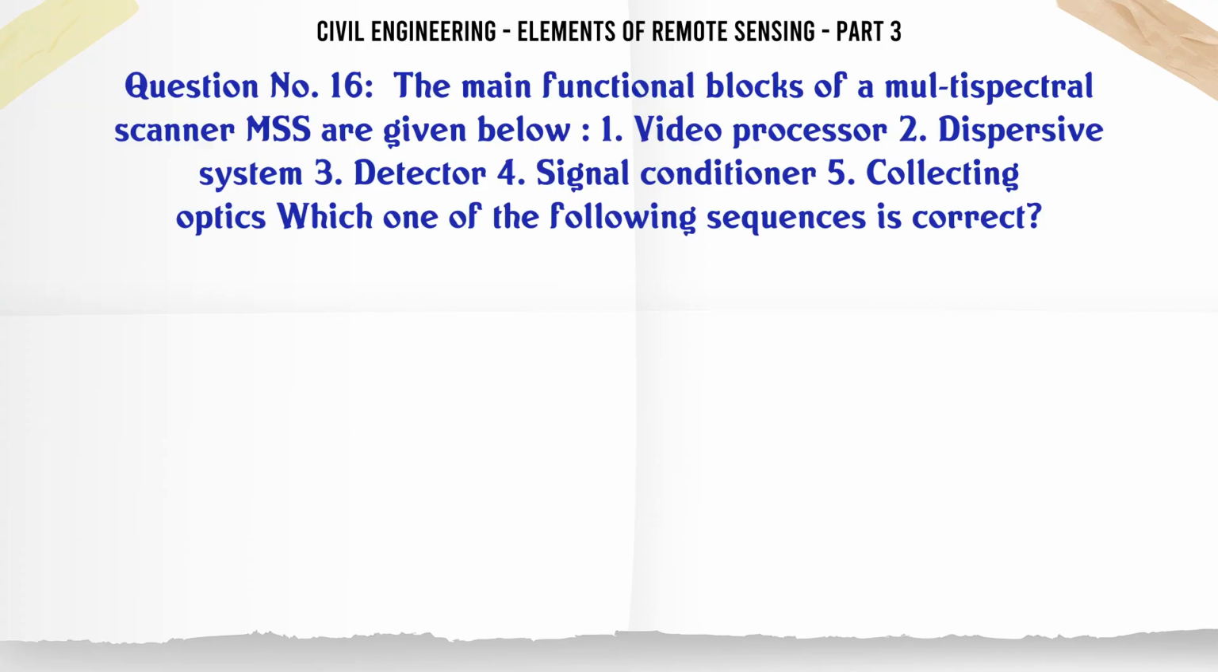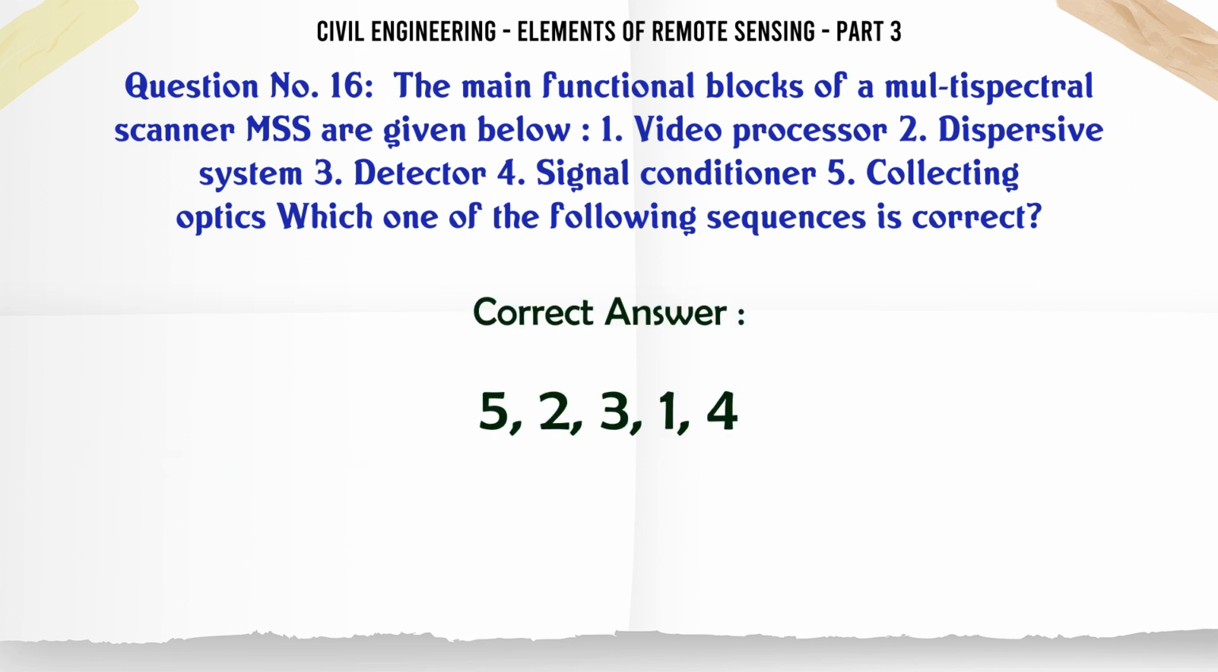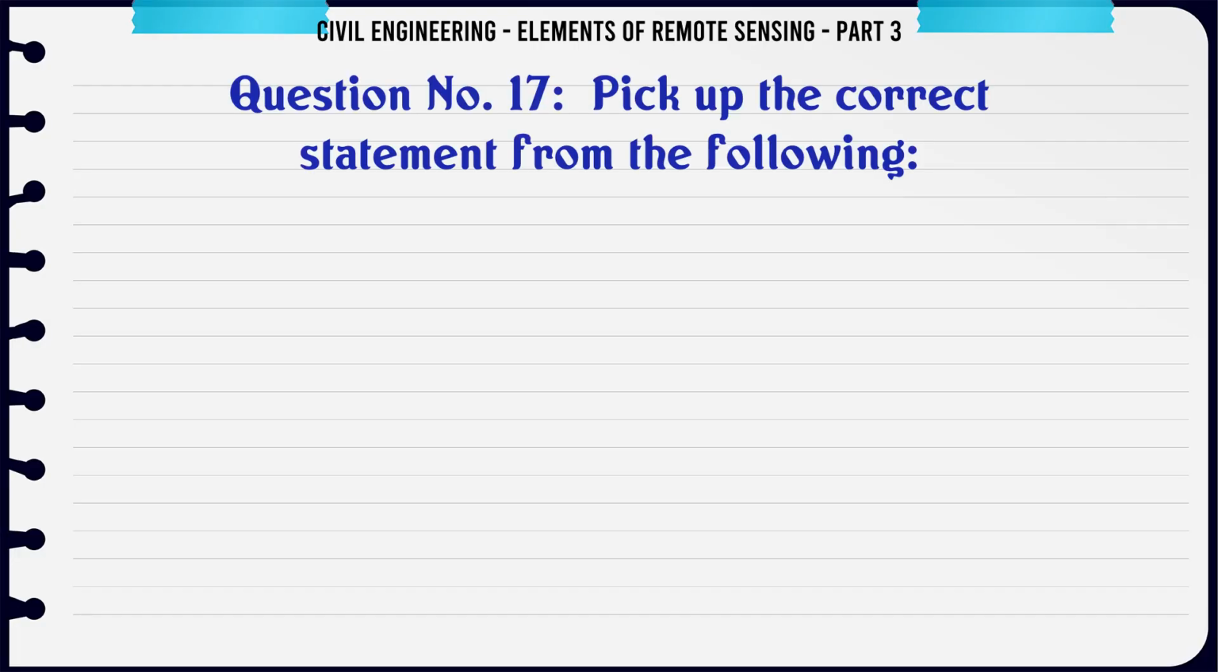The main functional blocks of a multispectral scanner, MSS, are given below. 1. Video processor. 2. Dispersive system. 3. Detector. 4. Signal conditioner. 5. Collecting optics. Which one of the following sequences is correct? A. 14532. B. 53241. C. 52314. D. 13245. The correct answer is 52314.